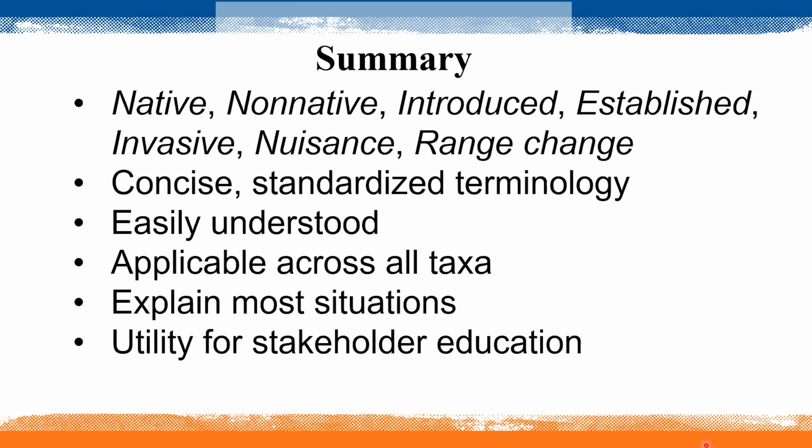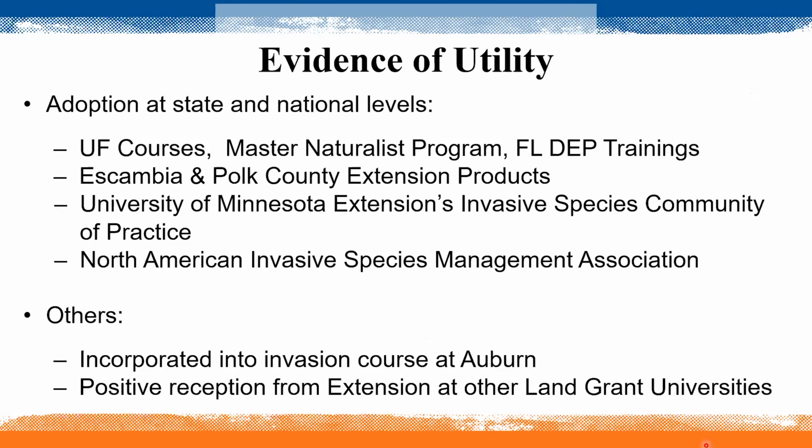And I gave the example there, for example, where weed is used generally for plants and pests are used for invertebrates and insects. And now we can just call them a nuisance or something like that. Again, it explains most situations, and we just feel they are of great utility for stakeholder education. So we do have evidence of early utility here, and that's from the adoption by state and national level of this terminology.